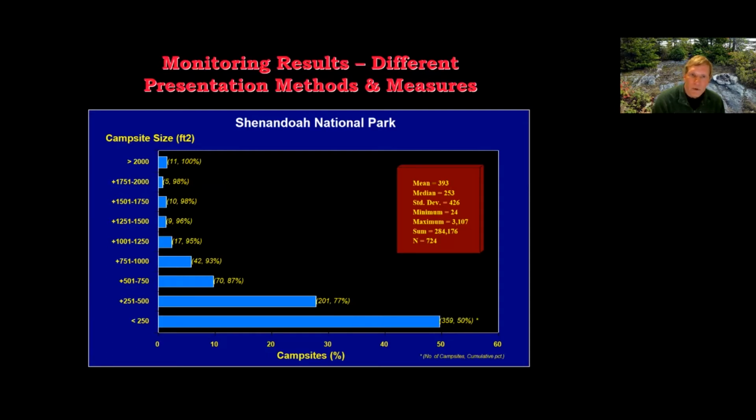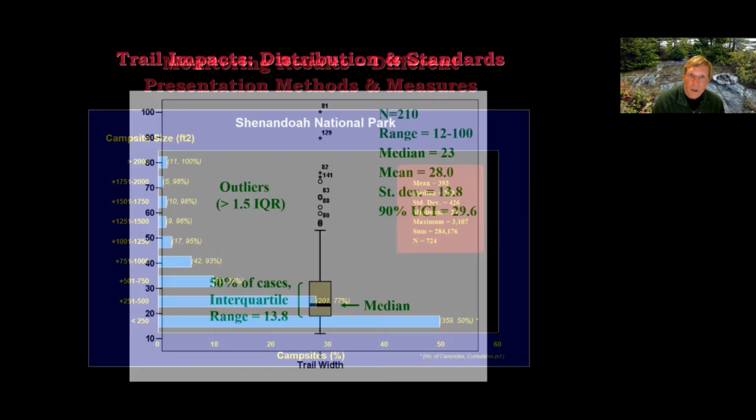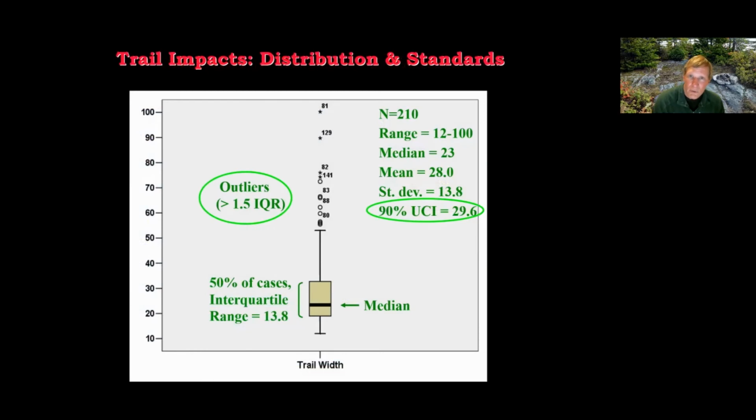So here's just one example of data presentation on campsite size from Shenandoah National Park, and you see a frequency distribution, you see cumulative frequencies listed, and you see various measures of central tendency listed. And so this is just different ways of conveying that data to decision makers. Quite frankly, this box plot chart is also very useful.